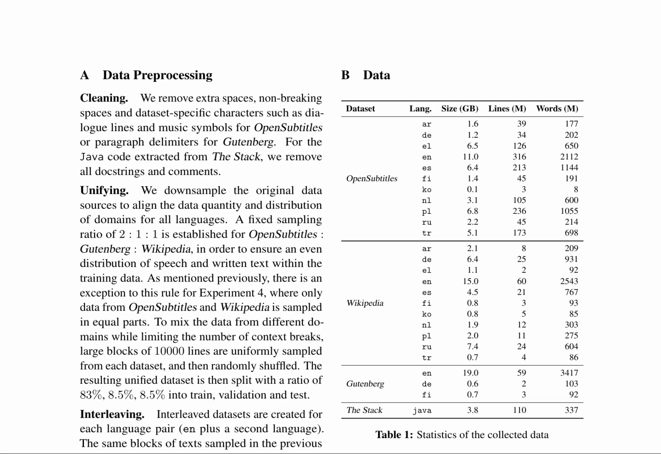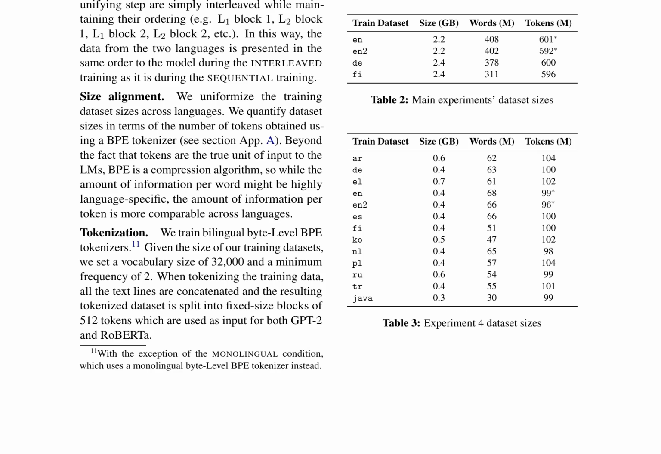The resulting unified dataset is then split into train, validation, and test sets with a ratio of 83%, 8.5%, and 8.5%, respectively. Interleaving involves creating interleaved datasets for each language pair, where the same blocks of text sampled in the unifying step are interleaved while maintaining their ordering. This allows the data from the two languages to be presented in the same order to the model during the interleaved training as it is during the sequential training.